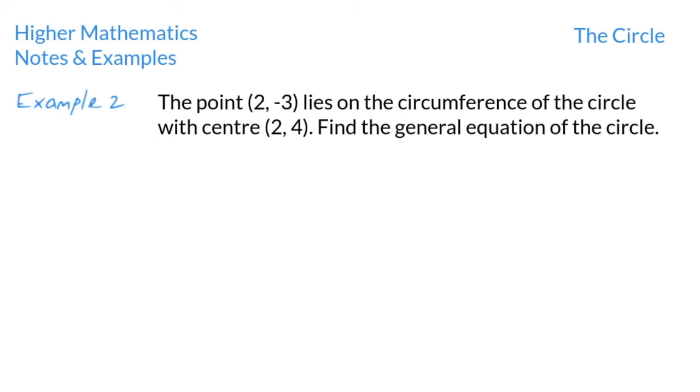In example 2, we're going to be given some information. In this case, the point (2, -3) lies on the circumference of a circle, and the center of that circle is (2, 4). What we need to do is find the general equation of the circle. Now, there is actually a way to do this by finding the radius, which would just be the distance from that point to the center.